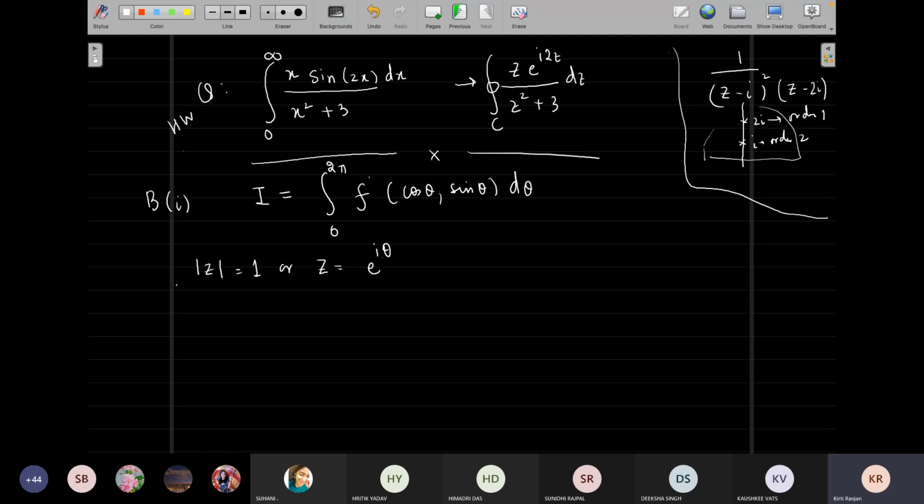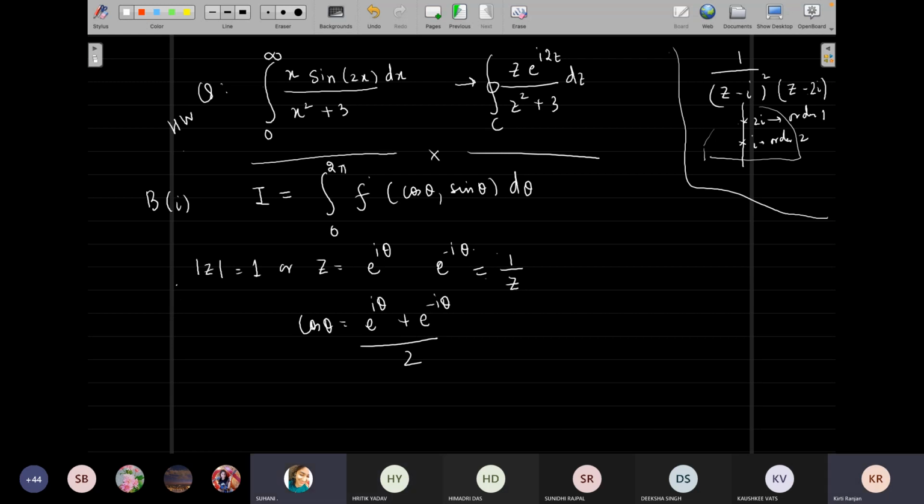As soon as I remember that, I can write down what e raised to power minus i theta will be, and then I can write down what cos theta is. So what will be e raised to power minus i theta if z is equal to e raised to power i theta? z bar. Or since I want to play with z only, I will just write 1 over z, right?